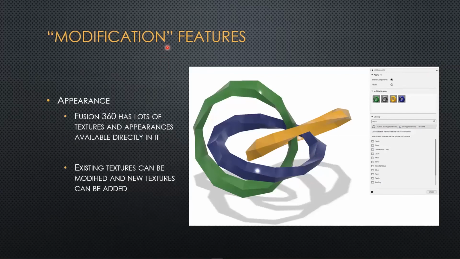Now, this one is kind of a modification feature, but appearances. Fusion 360 has lots of textures and appearances that are directly available in it. So plastic, wood, leather, glass, metal, all types of stuff. And you can just apply those to your parts in the render workspace, and they can look really nice without doing that much work. And then you can also modify the existing textures and add new textures to get exactly what you want in your visualization.